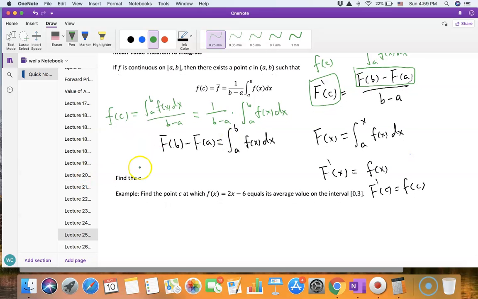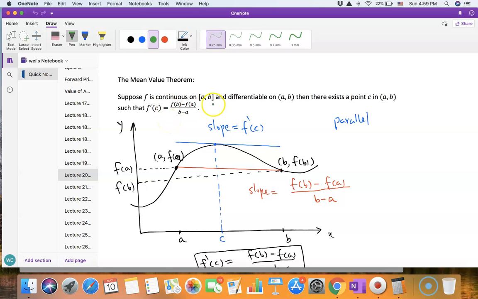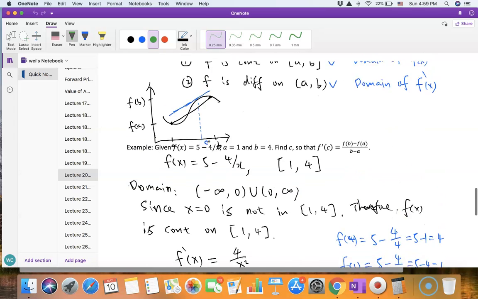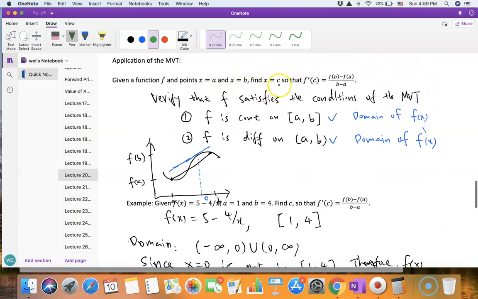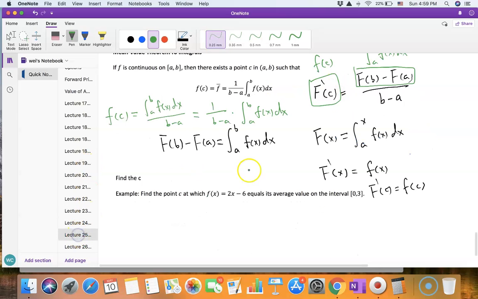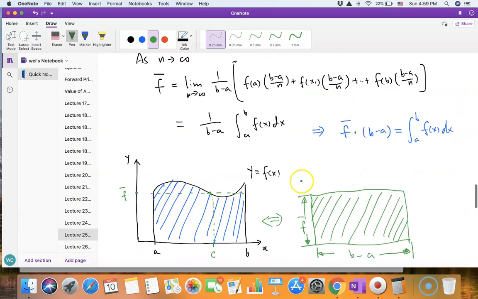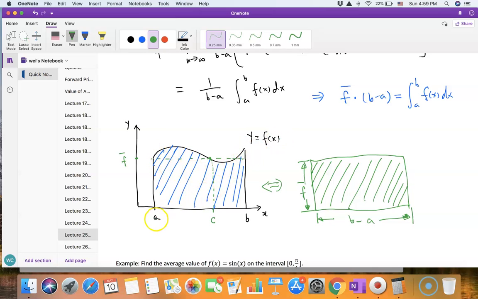Okay. Just like when we studied another mean value theorem, we said one of the applications is to find the point C, right? Is to find the point C such that this is true. So for the mean value theorem of integrals, we also have the same type of problem. So we want to find the point C at which the function value equals its average value on the interval from 0 to 3. So what this means is we're given a function and we're given a closed interval, and we want to find where is this point such that the function value at this point equals this average value.